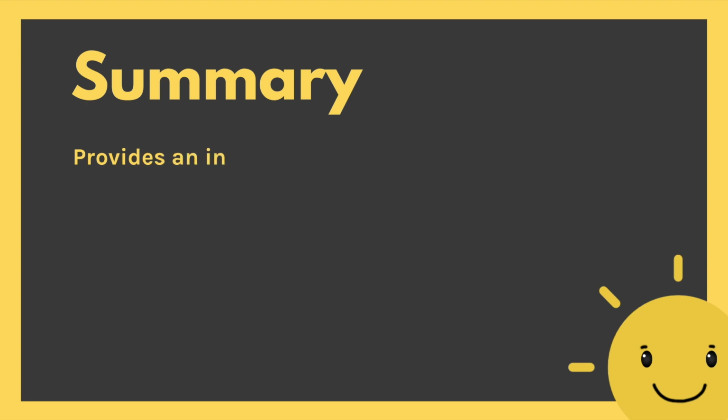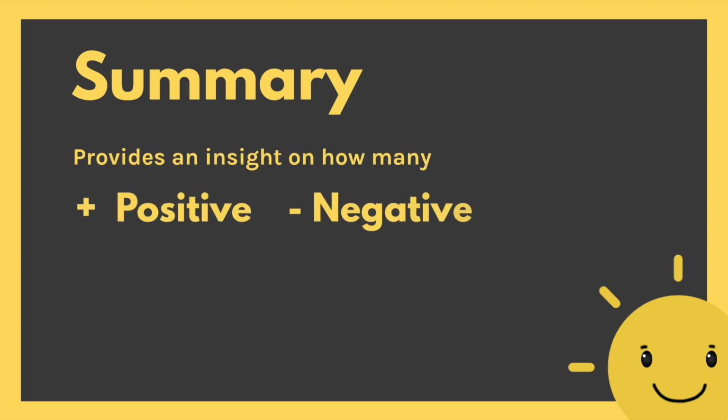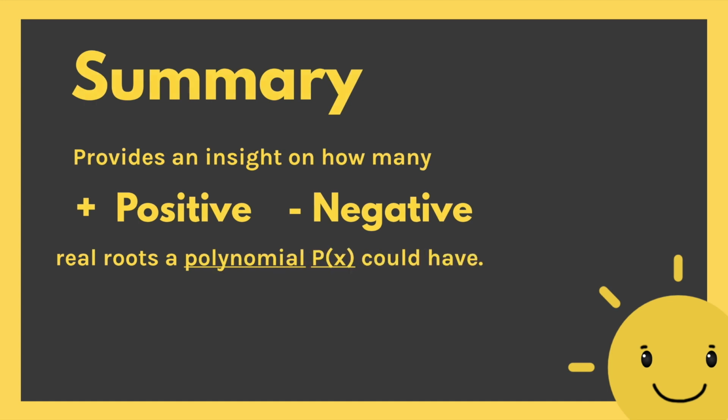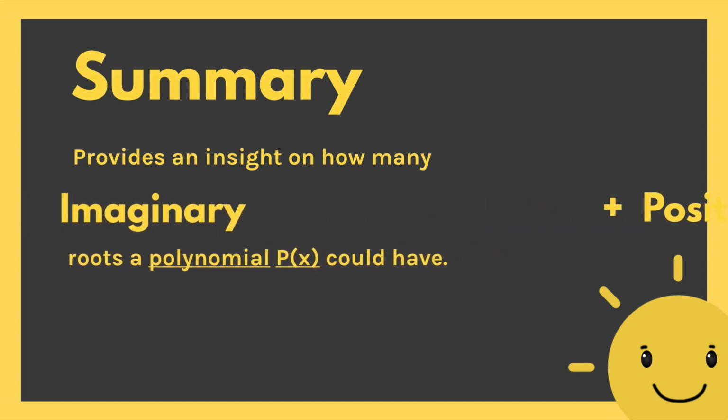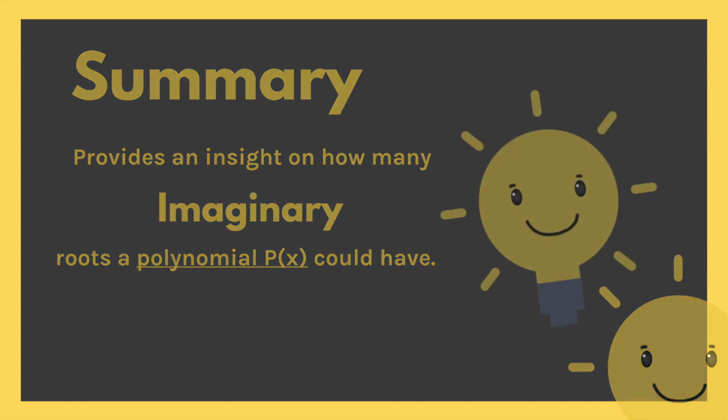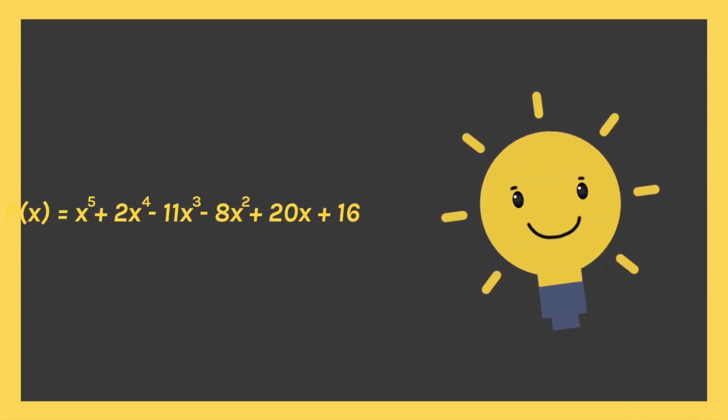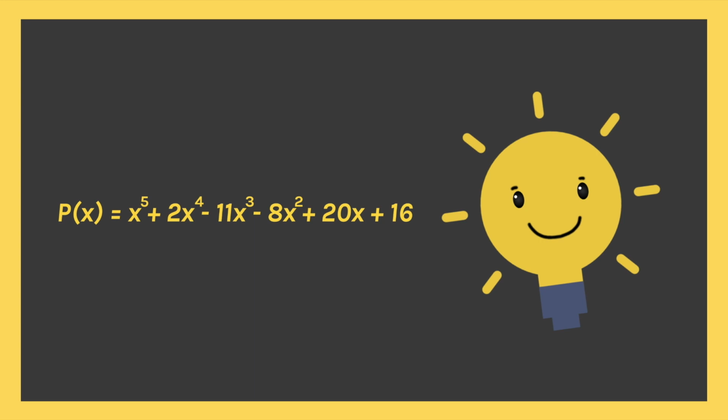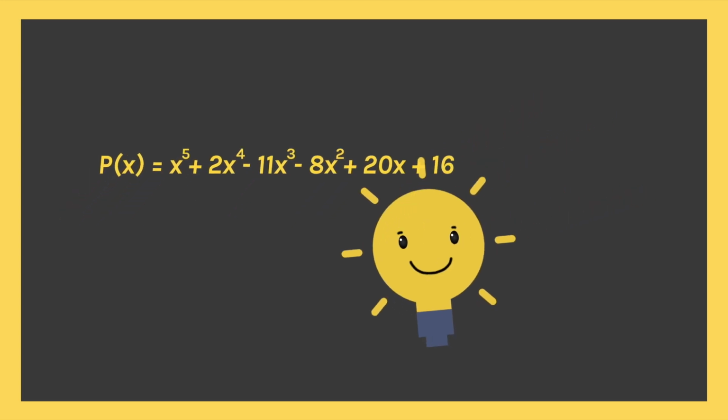Basically, the Descartes' rule of signs provides an insight on how many positive and negative real roots a polynomial could have. It also shows the number of imaginary roots. For example, let p of x be equal to x raised to 5 plus 2x raised to 4 minus 11x cubed minus 8x squared plus 20x plus 16.